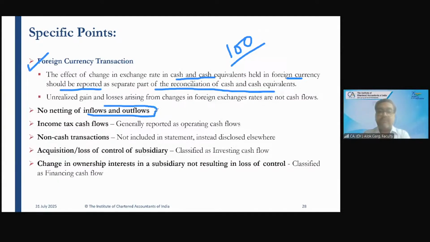So now what will we do? We will reduce the profit, subtract it, right? And why will we reduce? Because it is a non-cash item. Okay. So no netting of inflows and outflows. For example, you have given a loan to the subsidiary for 1 lakh rupees. During the year, you have received 80,000 rupees. So what will you say? You will not say 20,000 rupees loan given; you will say loan given 1 lakh rupees and repayment of loan 80,000 rupees.